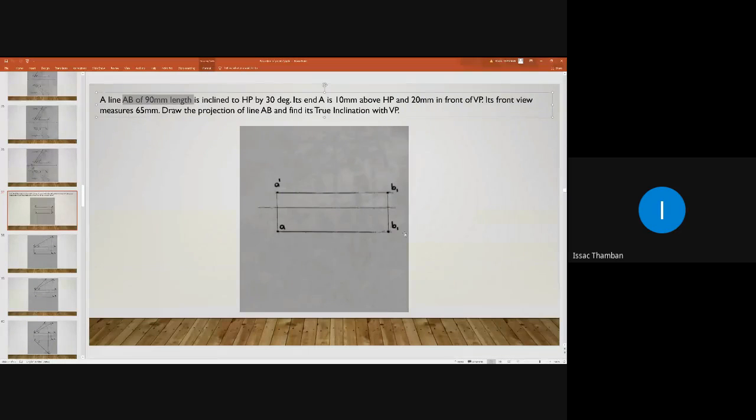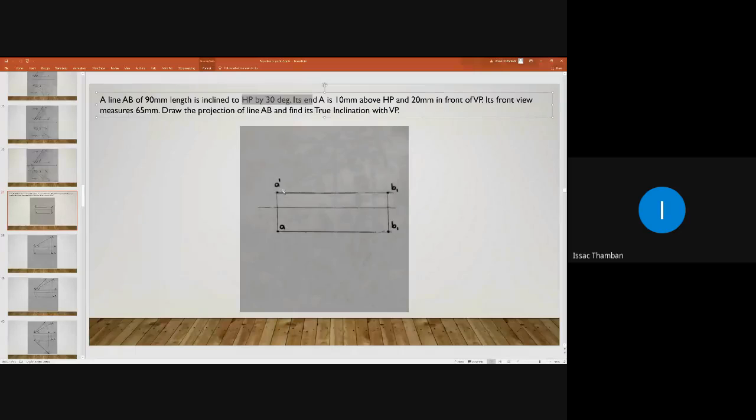Have you completed this? Yes, sir. Okay. Now, the true inclination of the line with respect to SP is given. So, now let us proceed to the next stage, in which the line is inclined to SP and parallel to VP.